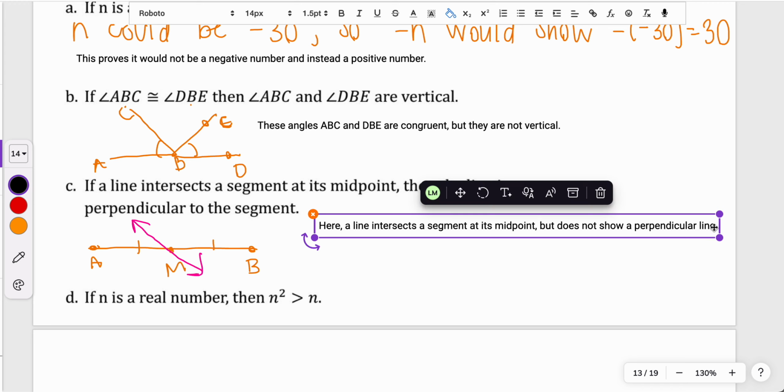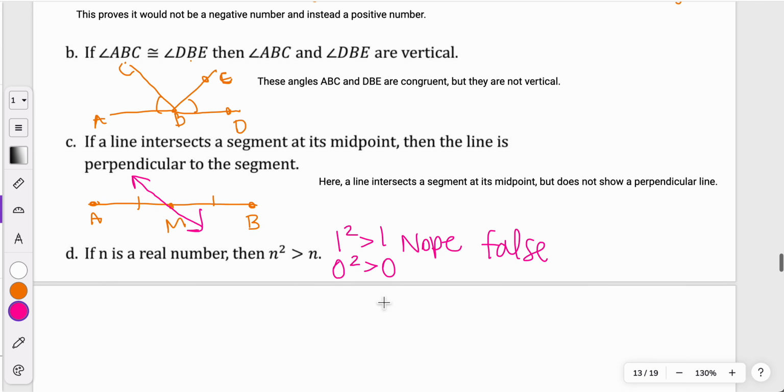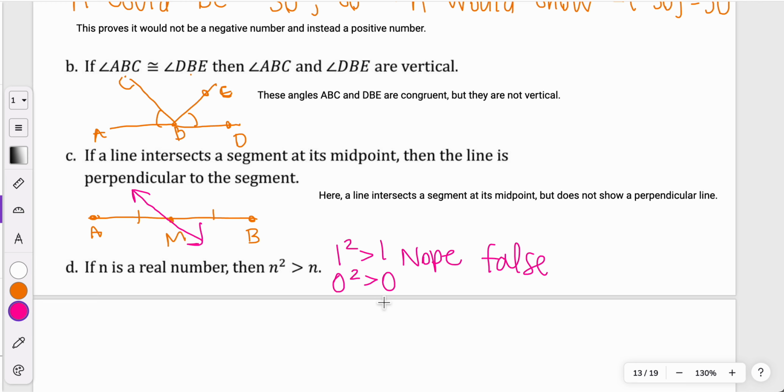Great. The last one, pretty easy to decide. If n's a real number, then n squared is greater than n. Well, I'm thinking if I say n is 1, is 1 squared greater than n? No. So that's false. You could also do 0 squared. 0 squared is not greater than 0. Okay? So those are just some things to consider for when we see conjectures, counterexamples, some inductive reasoning.